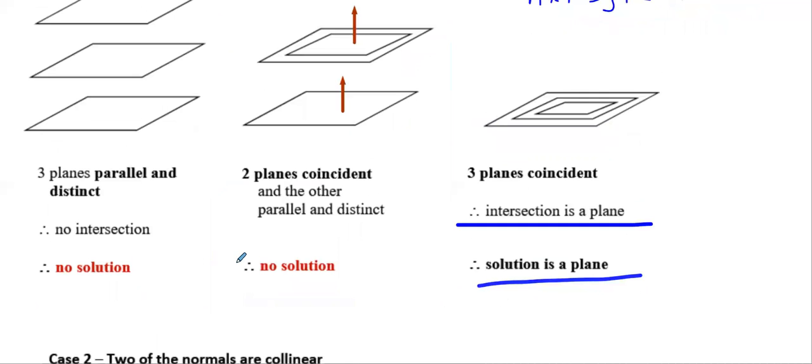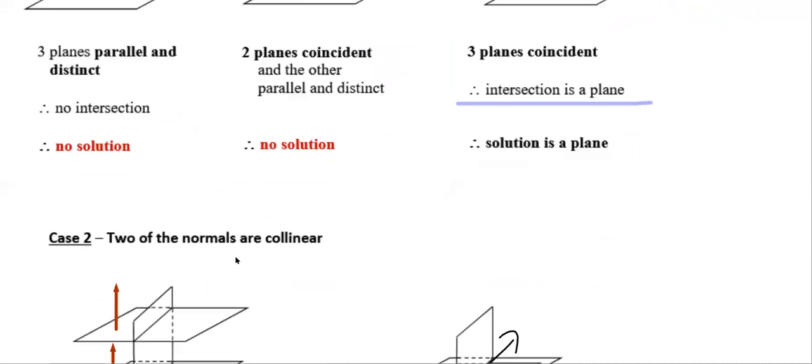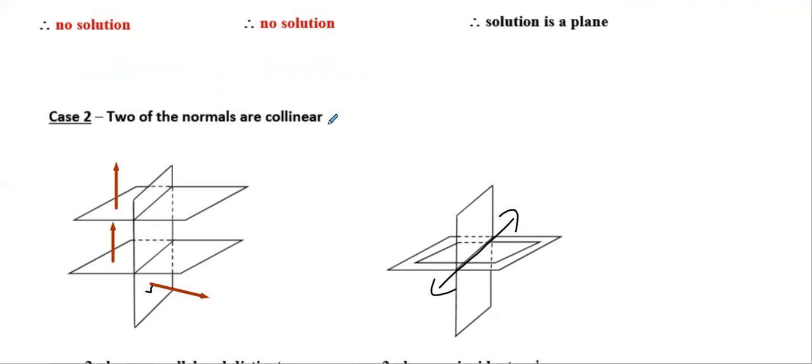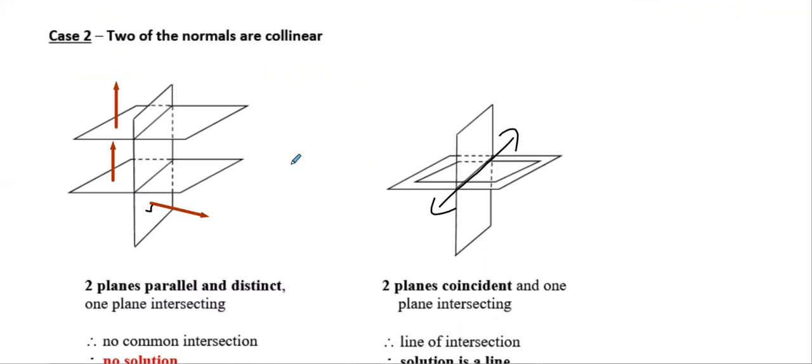Okay, so if you have a situation where 2 of the normals are collinear, let's take a look at this situation. So you have 2 of the normals here. Maybe we'll draw in a couple of normals. So one there and one there. Doesn't really matter the length. But 2 of these normals are collinear. These 2 normals are collinear, but the third one is not. All right. So this third one again is not collinear.